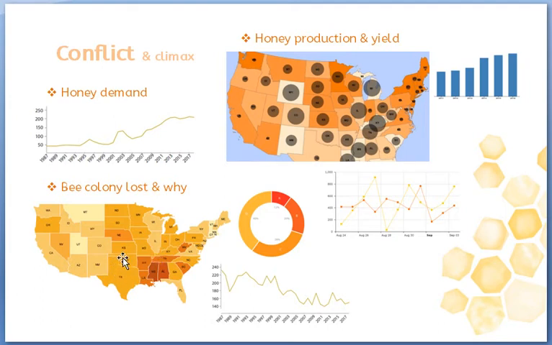The climax will be the question of what affects the bee colonies, and therefore the production or yield. There will be a color map that shows what percent of bee colonies were lost in each season. And this time the line chart will show the average value instead of a total value. Also, you can hover to see the reasons of colony loss in the responsive donut chart.